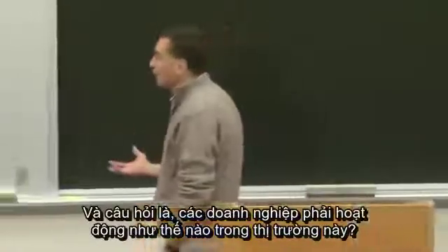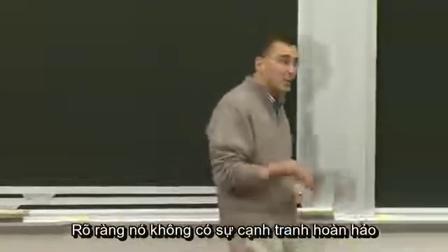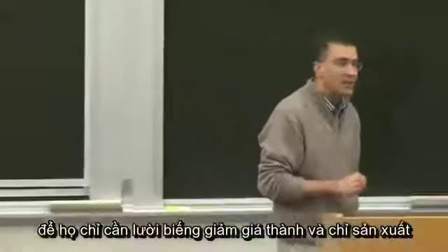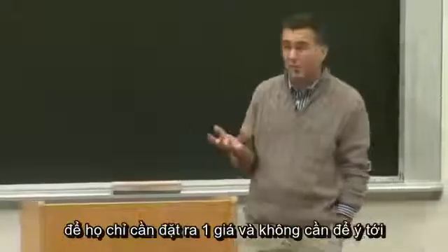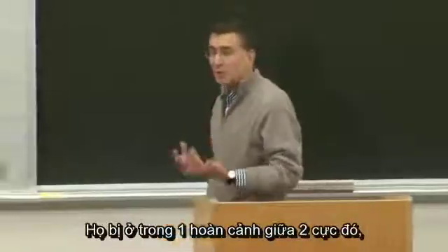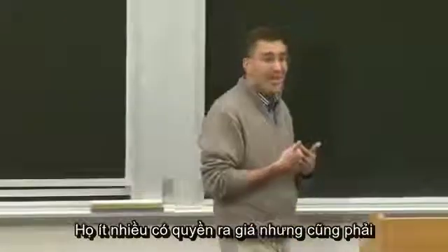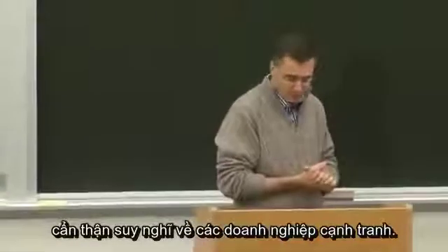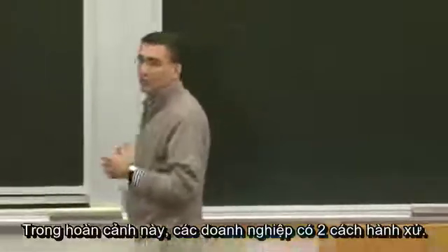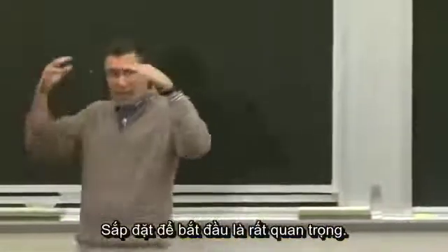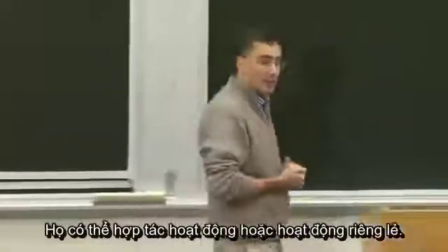And the question is, how do firms behave in this market? It's obviously not like perfect competition, where they can lazily take a price out of the market and just produce based on that price. But it's also not the same as monopoly, where they can just set the price and not worry about what other people do. They're in this in-between situation where they have price-setting power, some market power, but in a context where they have to worry about competitors. In this context, there are two different ways firms can behave: cooperatively or non-cooperatively.